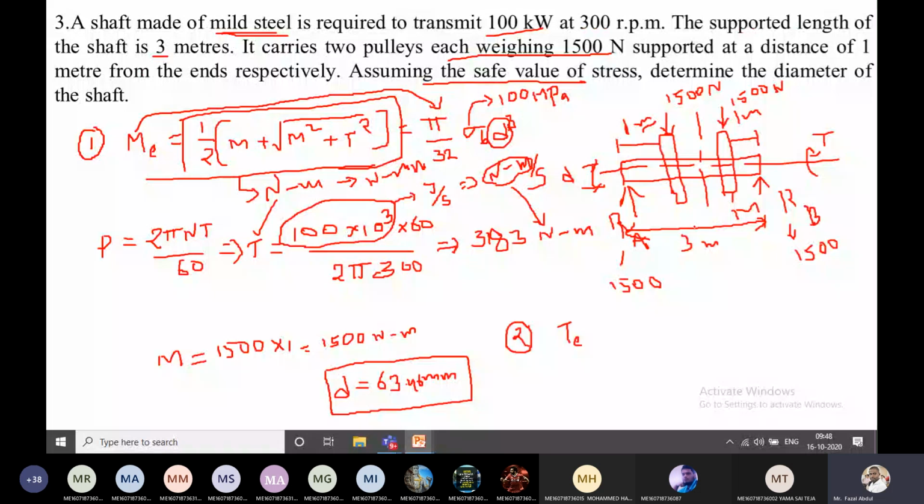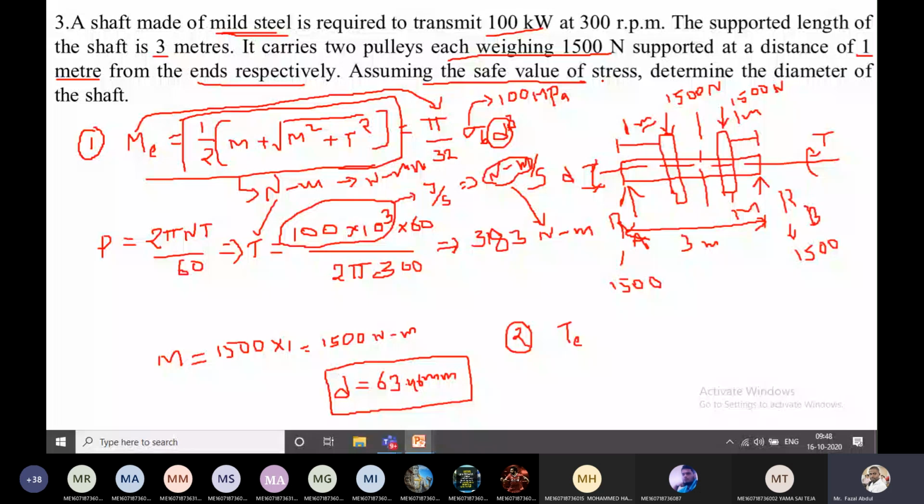Okay, it carries the two pulleys, each of weight 1500. Each pulley having the 1500. How is it located? It is supported at a distance of 1 meter from the ends respectively. It means the positions of these pulleys are 1 meter from this end, 1 meter from this end. Question itself says assuming the safe values of stresses, it means you are to assume whatever the values are for this system.